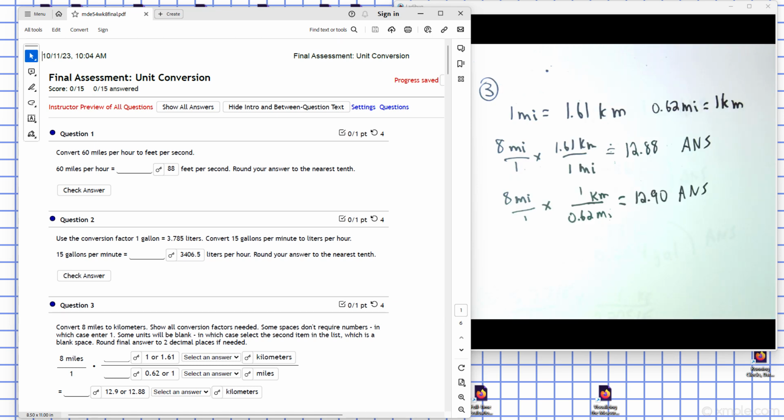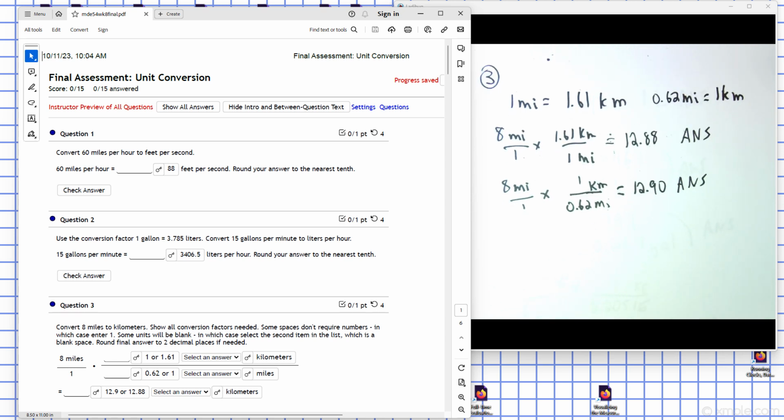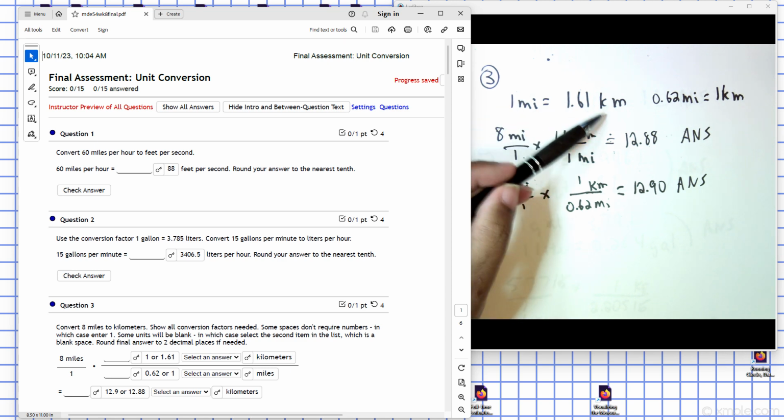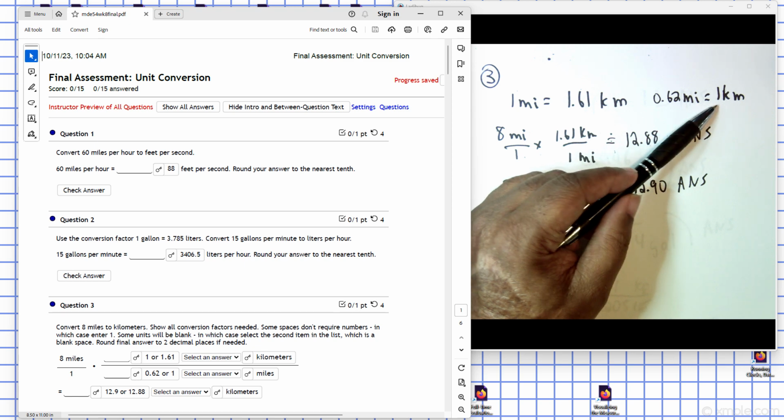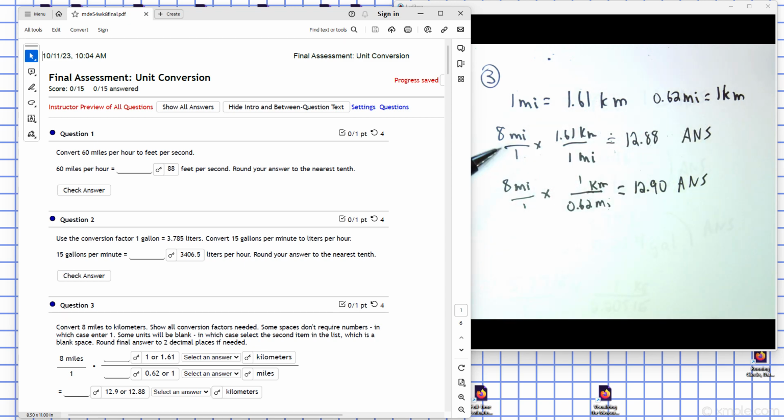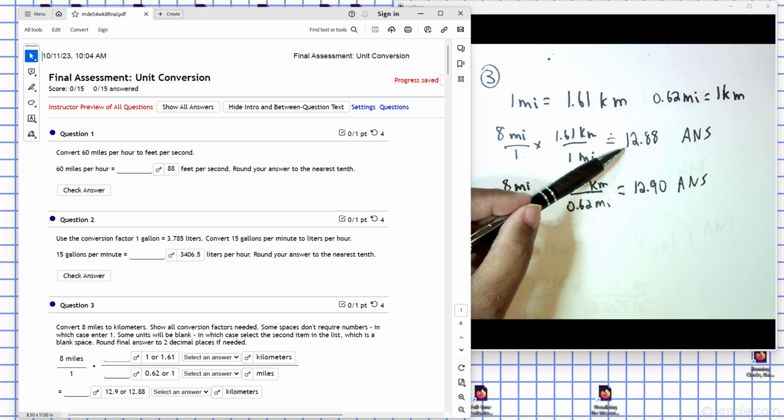All right, number 3, convert miles to kilometers, show all the conversion factors. So I have the conversion factors here. 1 mile is 1.61 kilometers, and 0.62 miles is 1 kilometer. So I'll multiply using both conversion rates. For the first one, I get 12.88.